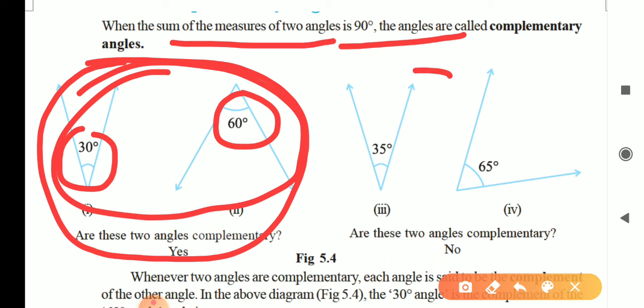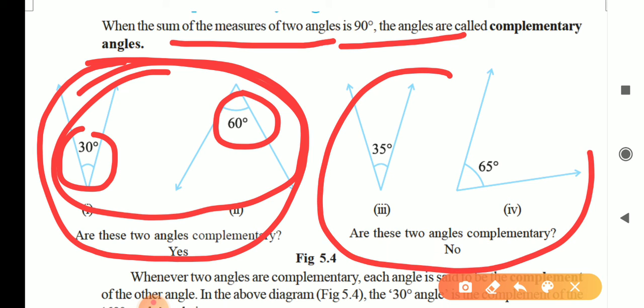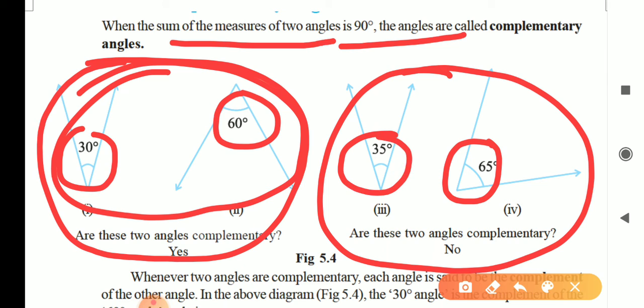And in the second part, there are two angles. One is 65 and the other is 35. And the sum of 65 and 35 is 100, which is greater than 90 degrees. So these two angles are not complementary angles.